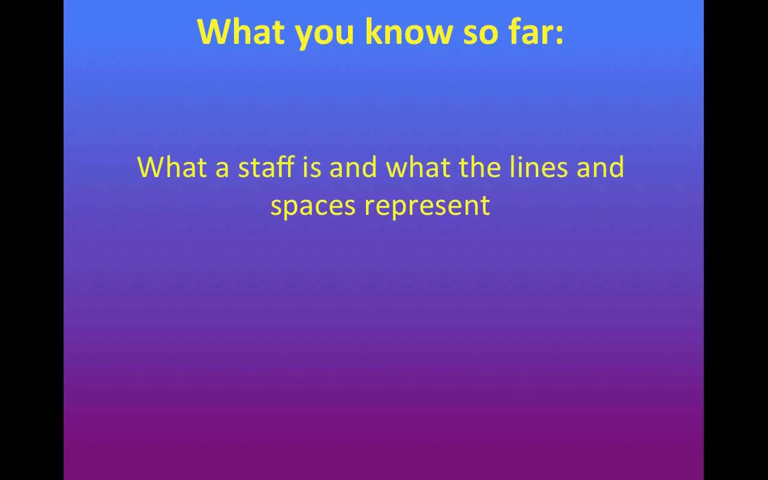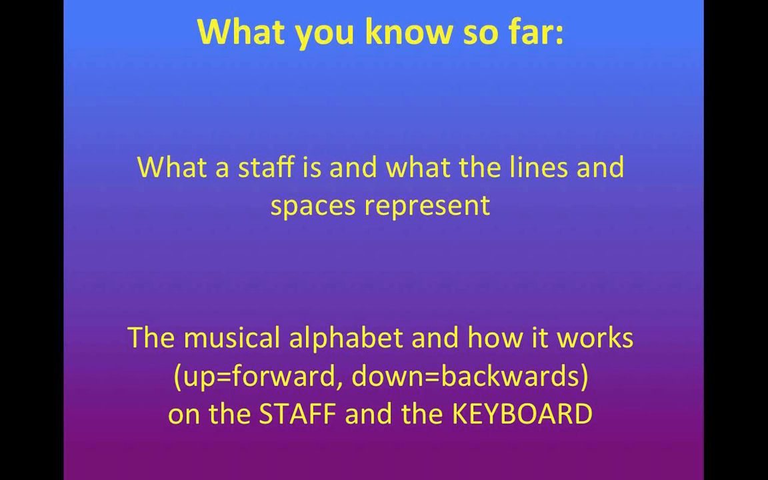Now, if you have started from my earliest videos, lesson 01, here's what you've learned so far. You know what a staff is and what the lines and spaces represent. You know the musical alphabet and how it works. Up equals forwards, down equals backwards, on both the staff and the keyboard. We didn't talk about the staff at all in this video, so if you need to learn about reading notes on the staff, go back to the earlier videos.